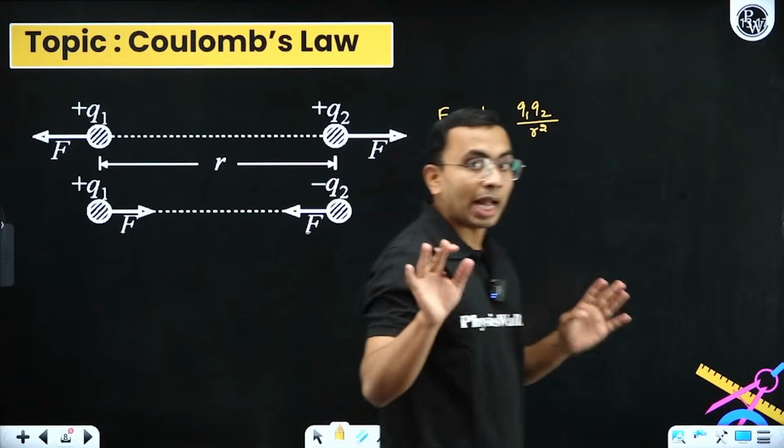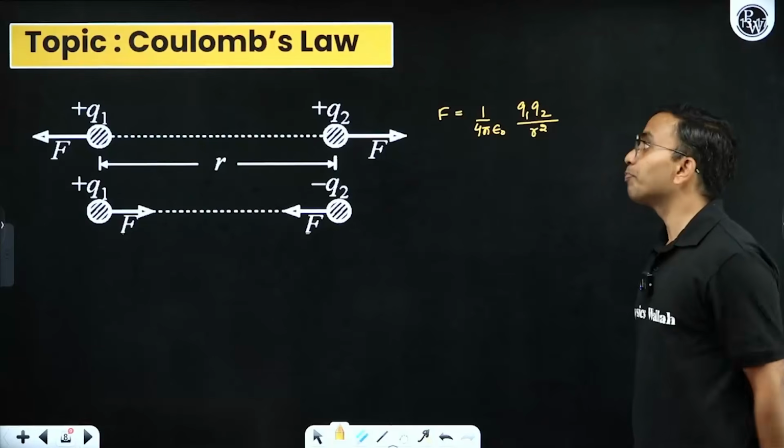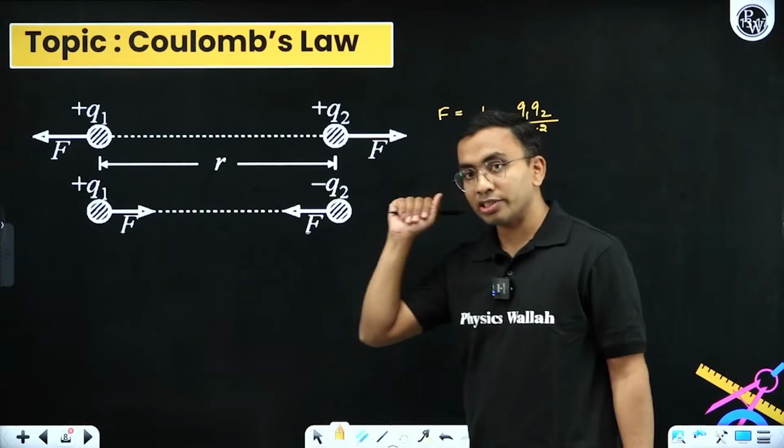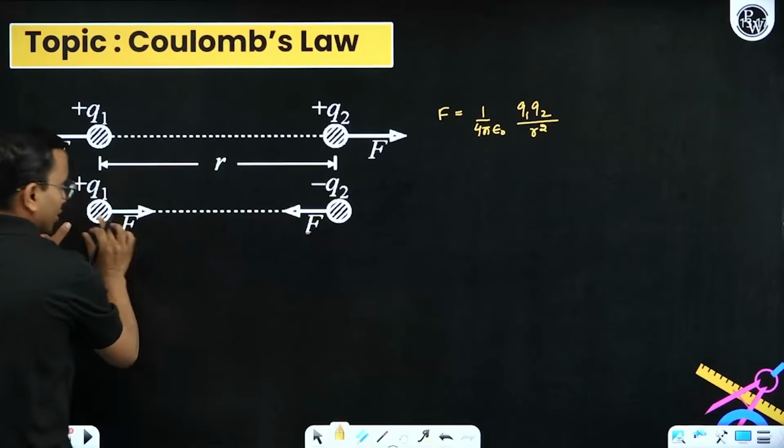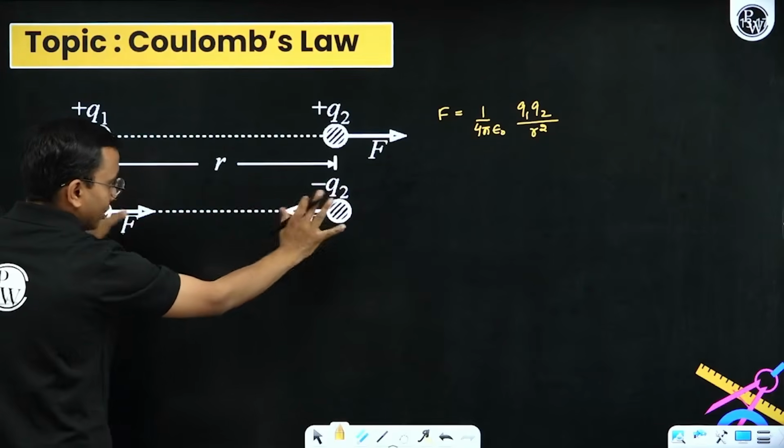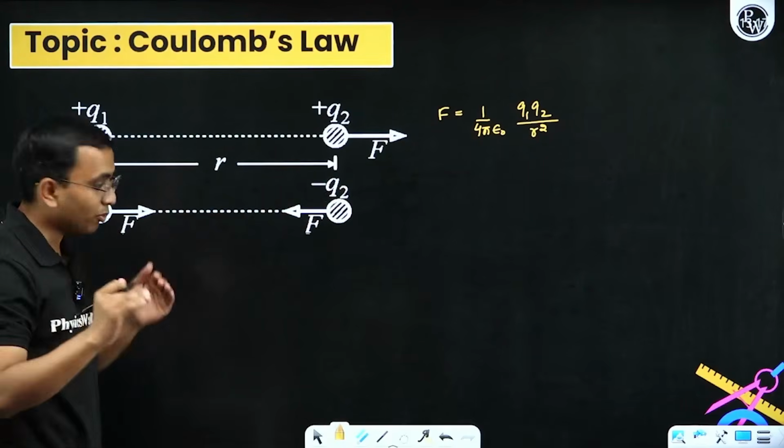I am considering they are kept in free space in vacuum. Now, one thing you need to understand, if the charges are opposite, they will attract each other. One is positive, another is negative, they will attract each other. The force will be equal and opposite.